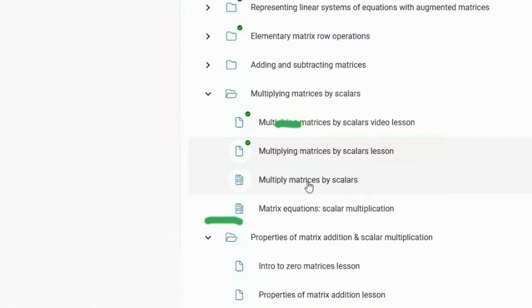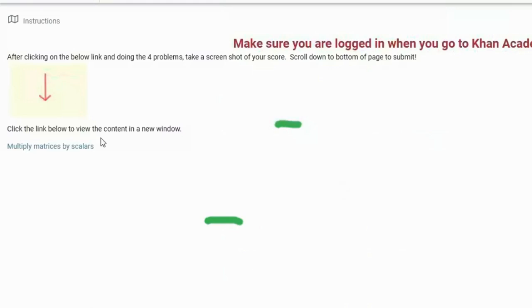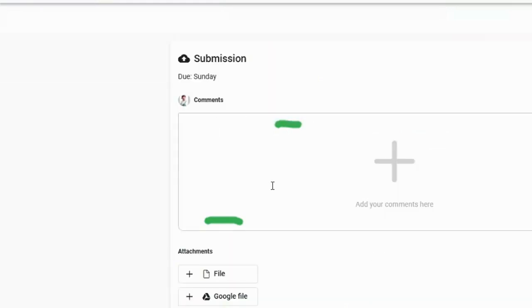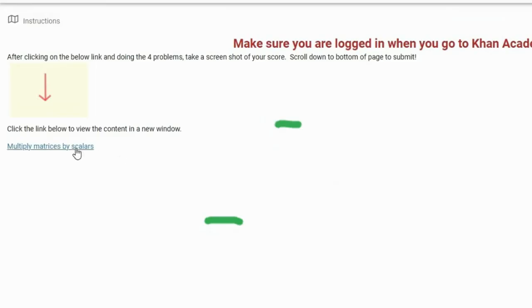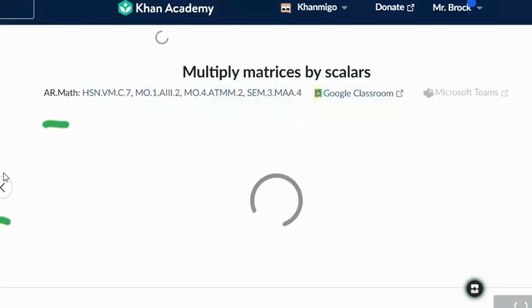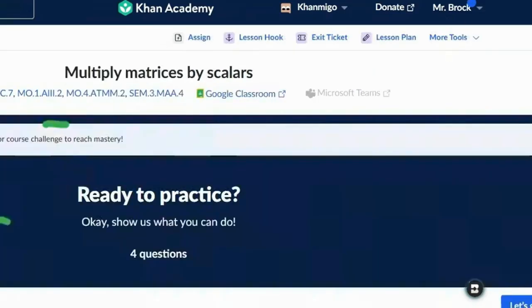All right, let's look at the multiply matrices by scalars assignments here. The first one, remember, we're going to turn in the screenshot down below. You want to make sure when you get here that you're logged in up here. If you're logged in, then that helps. It'll keep your score if you forget to take a screenshot.